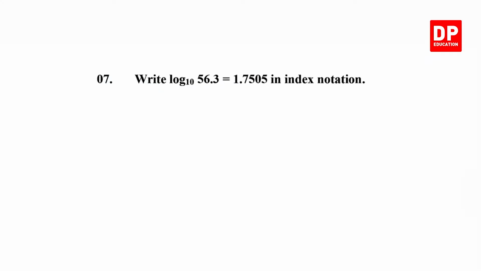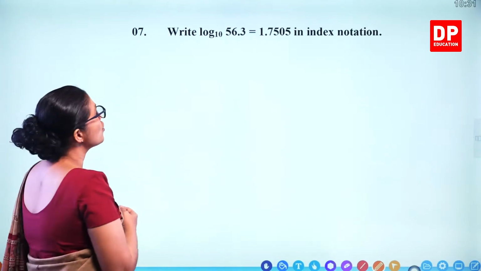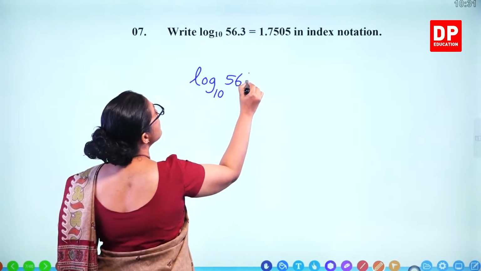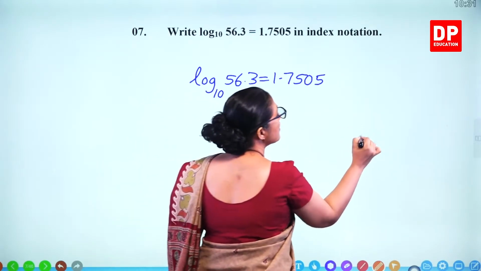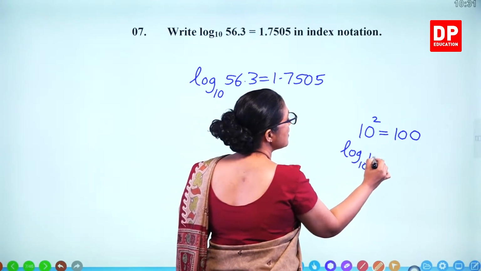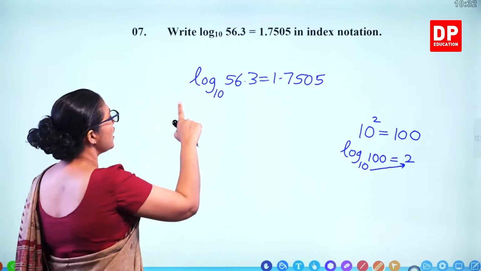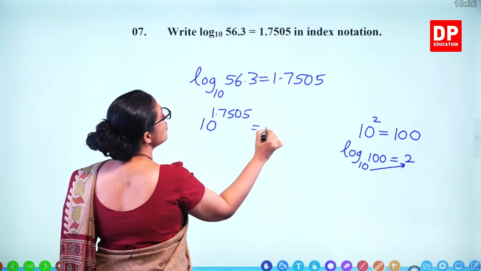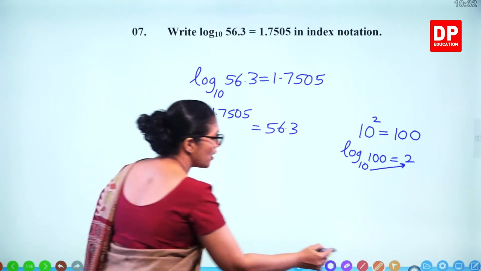Question number 7. Write log 10 base 56.3 is 1.7505 in index notation. So how do you do that? Like 10 squared is 100. That means log 10 base 100 is 2. So here think about 10 to the power 2 that way. So 10 to the power 1.7505 is equal to 56.3. That's the index notation. So you get 2 marks for that.